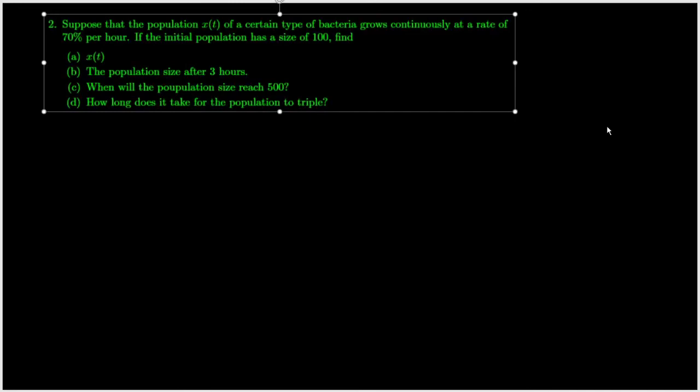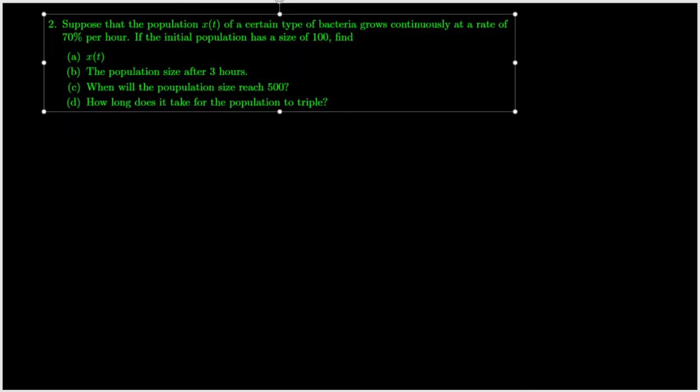We now work on question 2. Okay. In question 2, the population of bacteria is x of t. We use x of t to denote the population. Okay. At any time t, it grows continuously at a rate of 70% per hour. We also have the condition that the initial population has the size of 100. When the time t is 0, the population size is 100. Okay. And then it grows at a rate of 70% per hour.